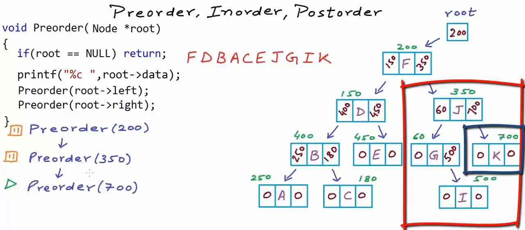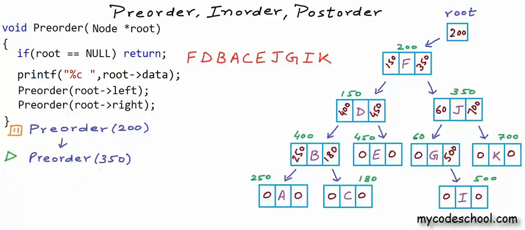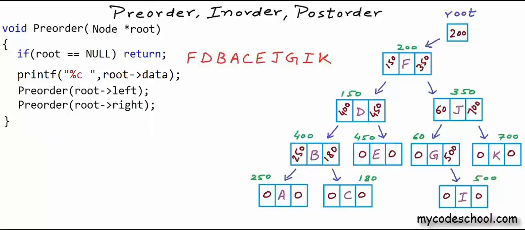Now at this stage all these calls can finish. We are done visiting all the nodes. Finally we will return back to the caller of preorder 200, which probably would be the main function. So this is preorder traversal for you. I hope you got how this recursion works.